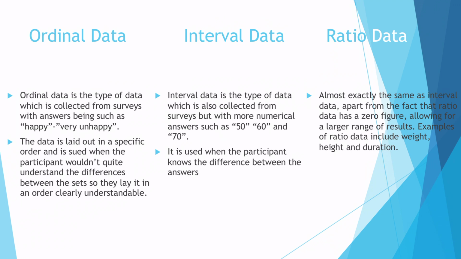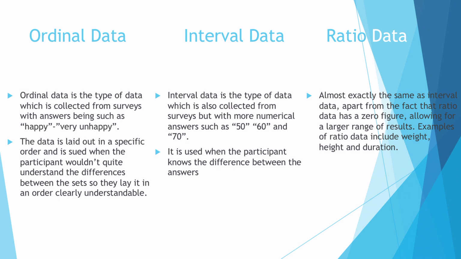but there is a clear understanding of what follows between each of the numbers, whereas towards unhappy and very unhappy it's not as close. If it was just happy and very unhappy, you wouldn't quite understand what would go in between. But with 50, 60, you would know, obviously, 55 goes in between, and there is a clear difference between the numbers.